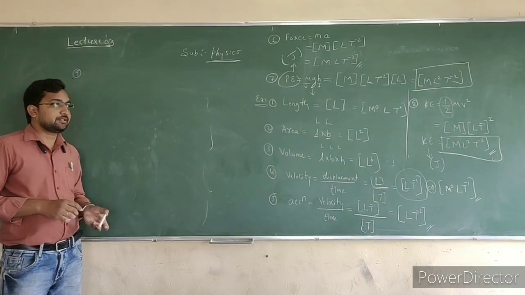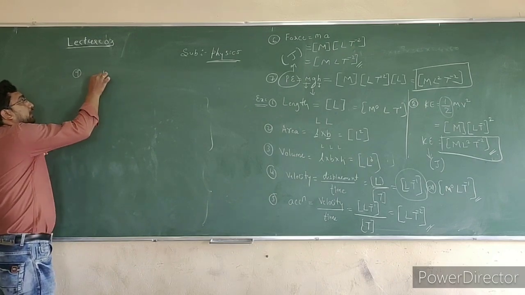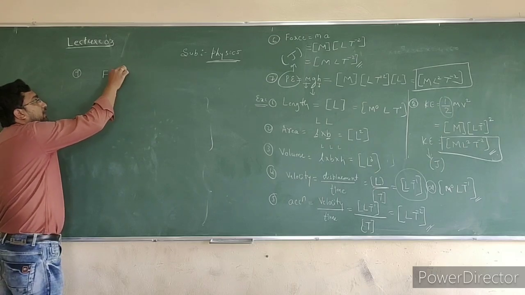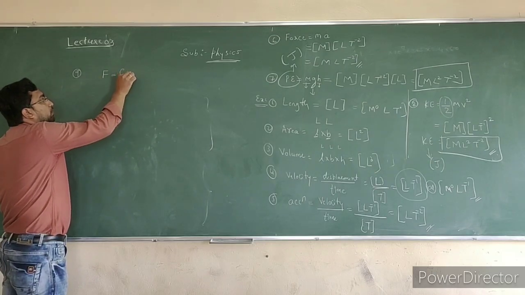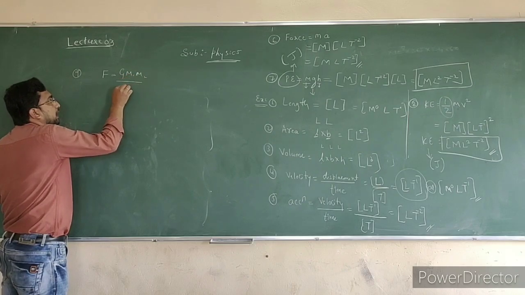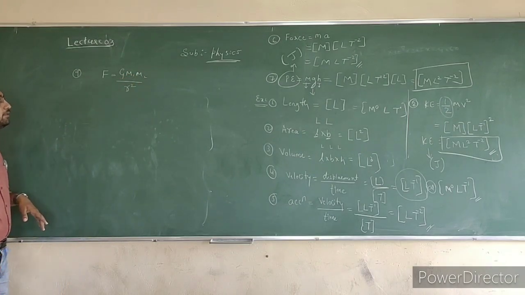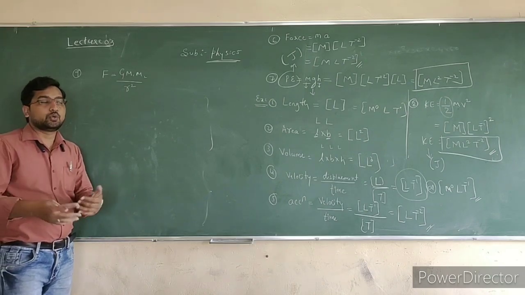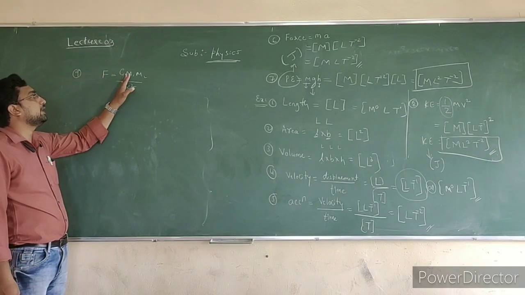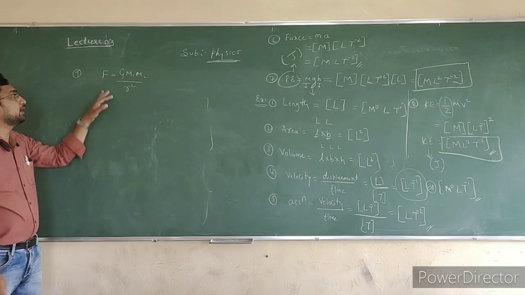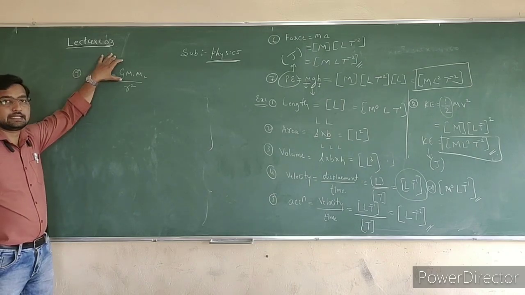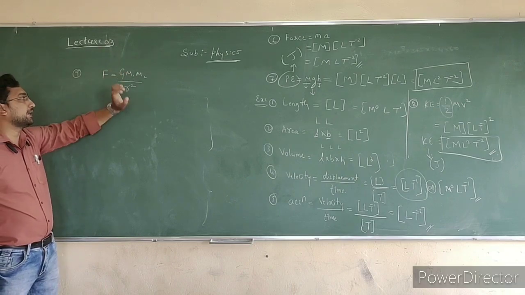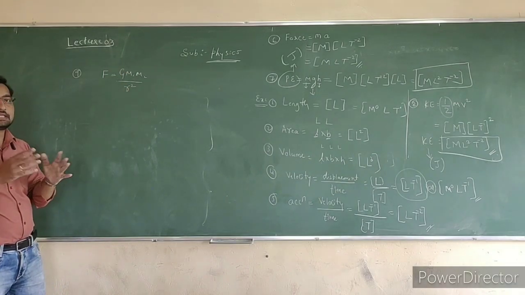Okay. The last one is gravitational force. To calculate the gravitational force, we have an expression, that is F is equal to G m1 into m2 divided by r square. Right? With the help of this formula, we find the force of attraction between two planets. F indicates force, capital G indicates the gravitational constant, m1 and m2 indicate the mass of the first planet and the mass of the second planet, and r indicates the distance between the planets.